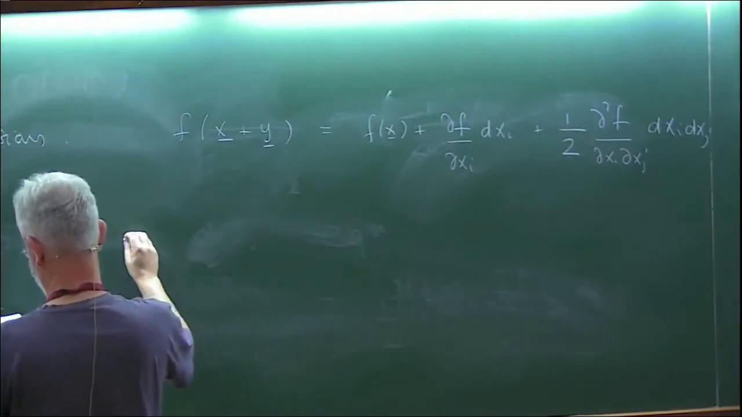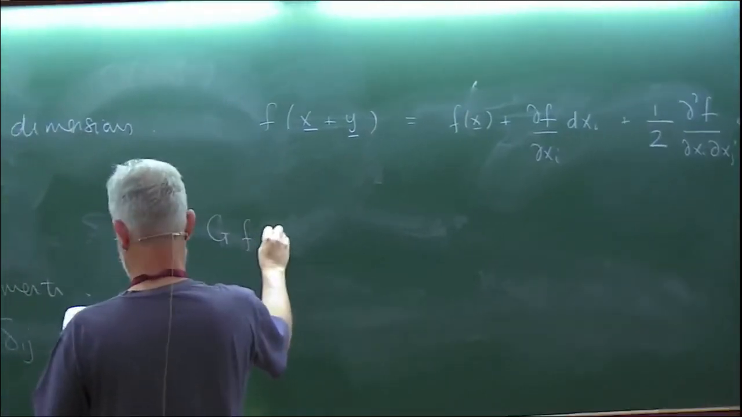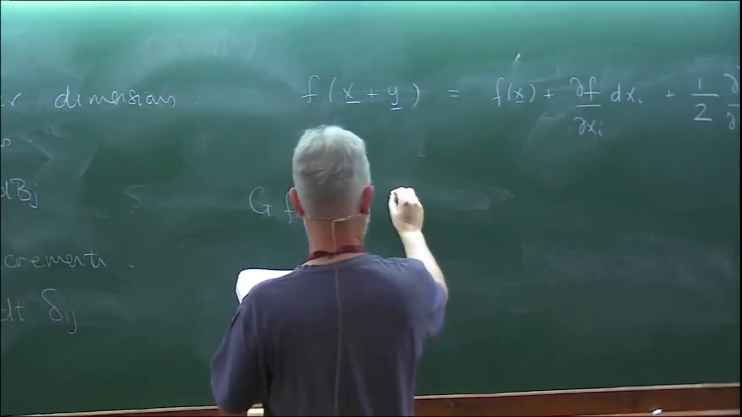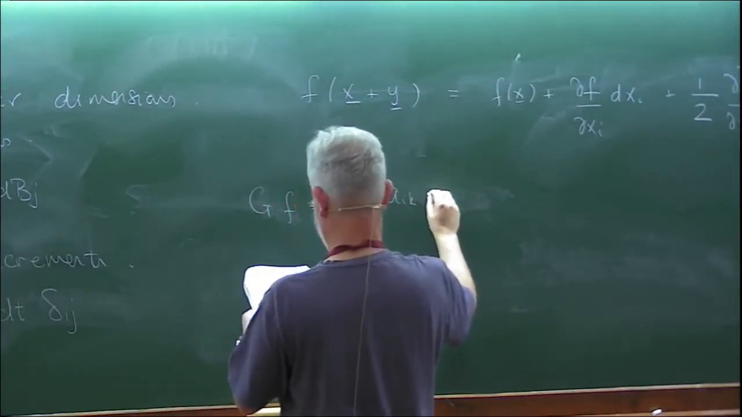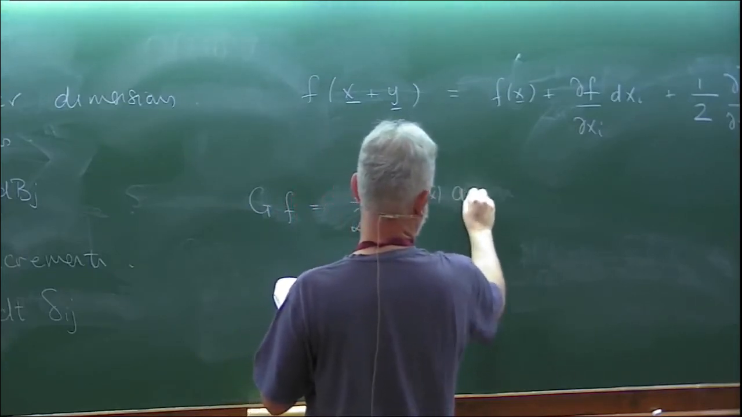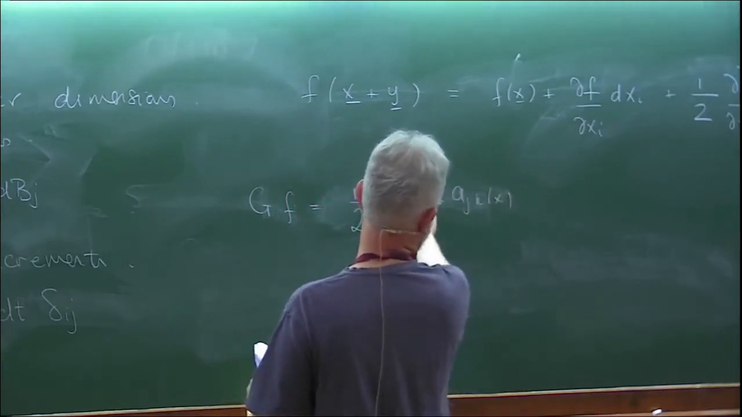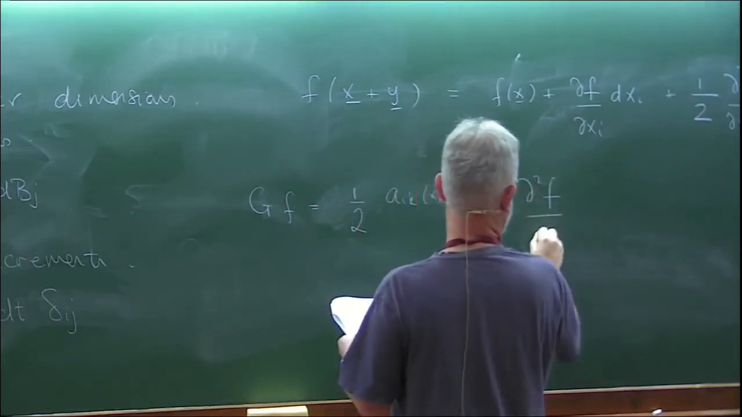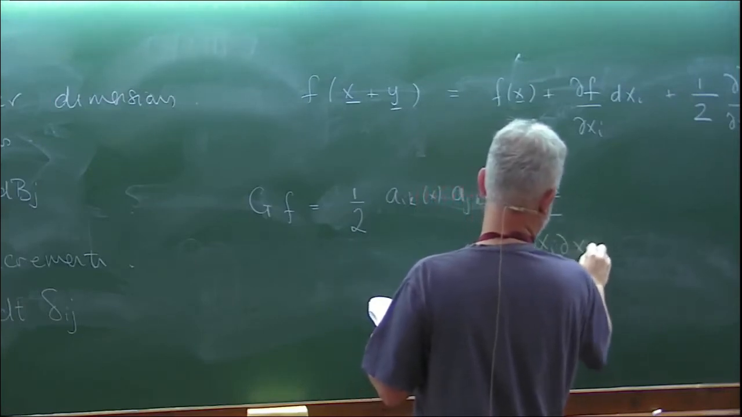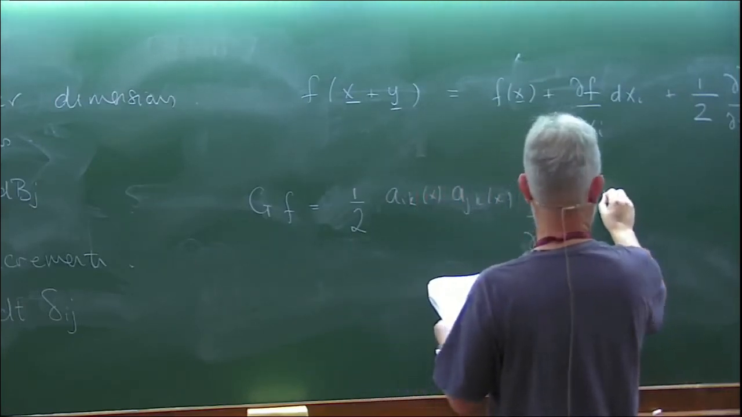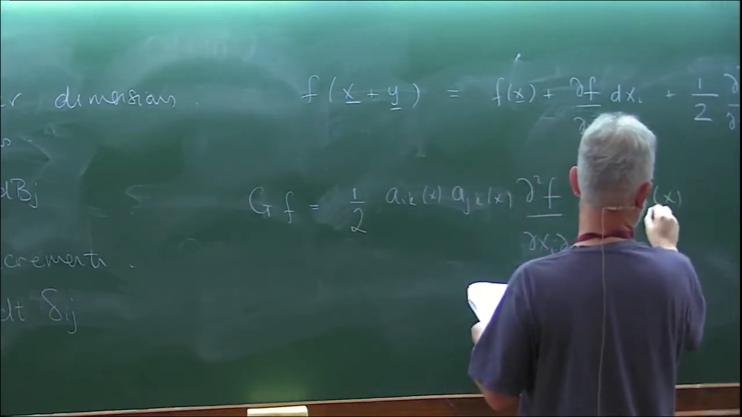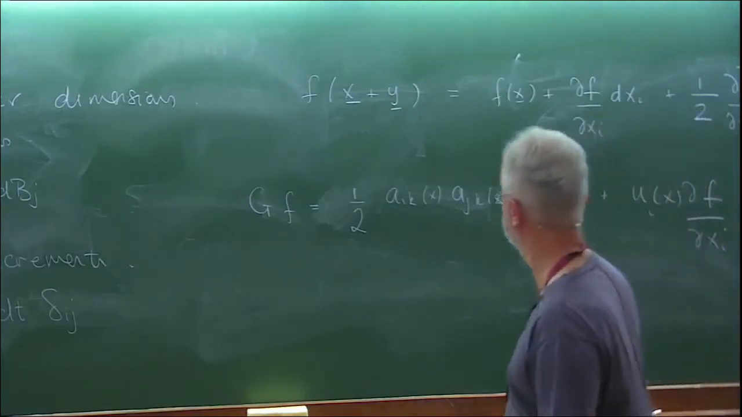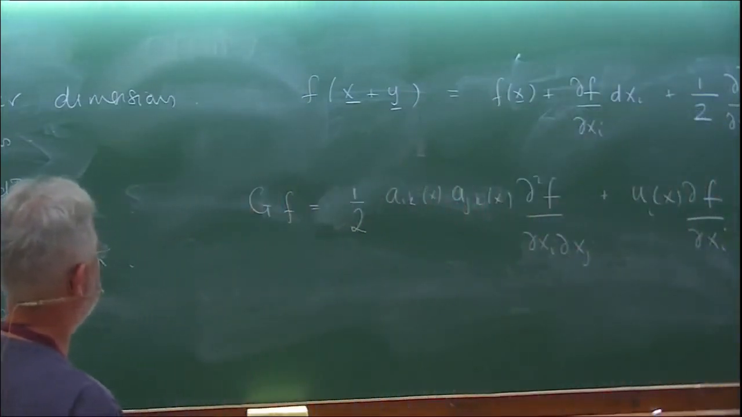And so this actually gives you a generator G of f, which is equal to a half a_ik of x, a_jk of x. So it's like multiplication of the matrix with its transpose, times the second derivative d2f by dx_i dx_j. And then you have the other term, which is just u_i of x, df by dx_i. So that's all easy to show. It's a trivial exercise from what I've shown you before. Okay, so that's the generator.